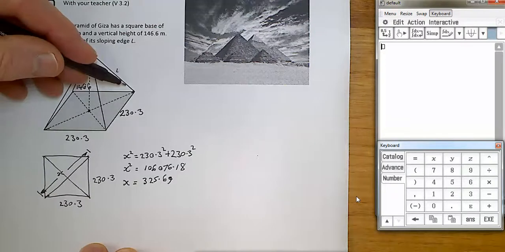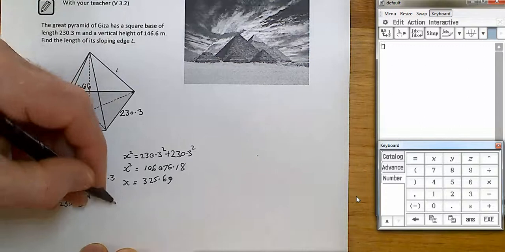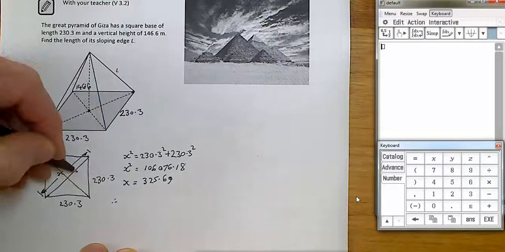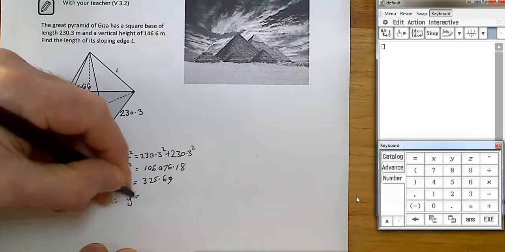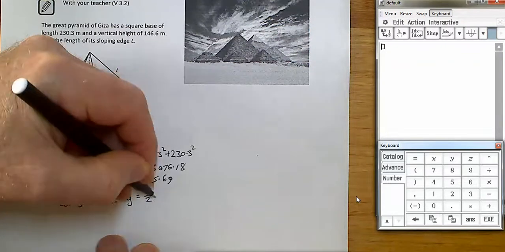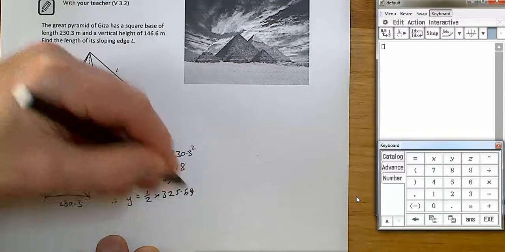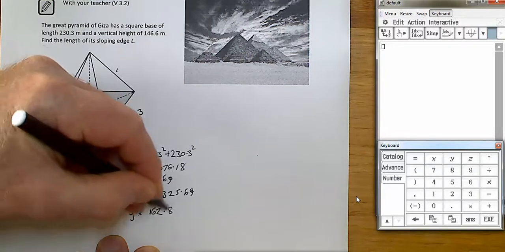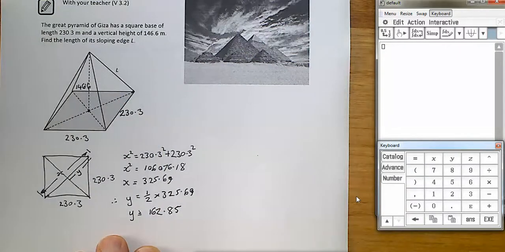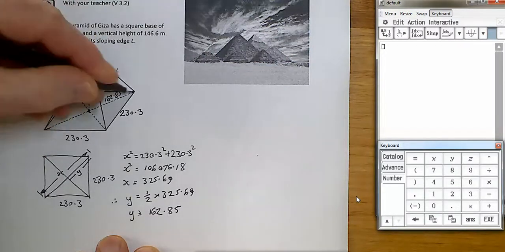I'm not interested in that total distance, I'm more interested in this half distance across here. And so I might say, therefore, and I'll call this distance here y, is the distance from there to there. Y is equal to a half, or 0.5, times 325.69. And that meant that y equals 162.85. Okay, now we've found out this distance here equals 162.85 from the centre to the outside.